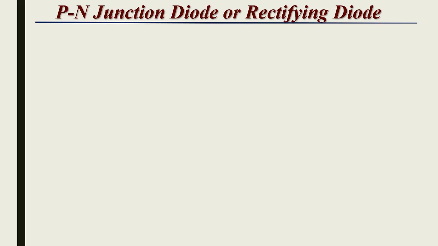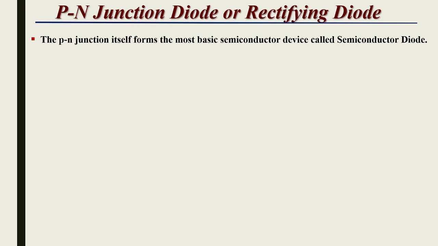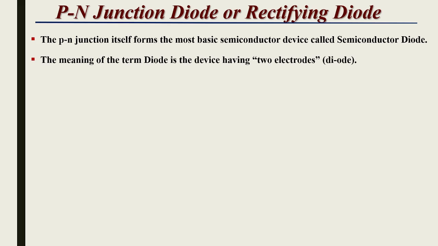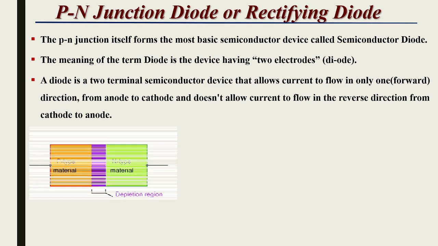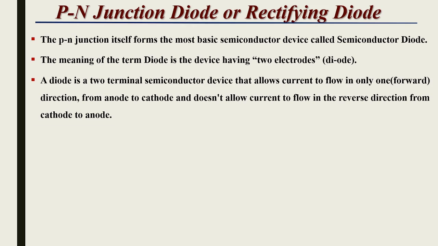Now the PN junction diode or rectifying diode. This PN junction itself forms the most basic semiconductor device called a semiconductor diode. The term diode means a device having two electrodes, and a diode is a two-terminal semiconductor device that allows current to flow in only one direction, from anode to cathode, and doesn't allow current to flow in the reverse direction from cathode to anode. So this is the PN junction.